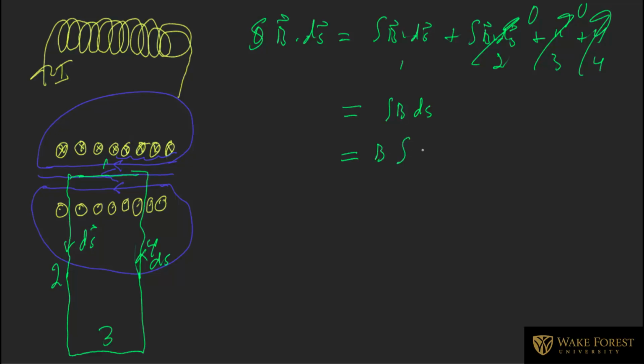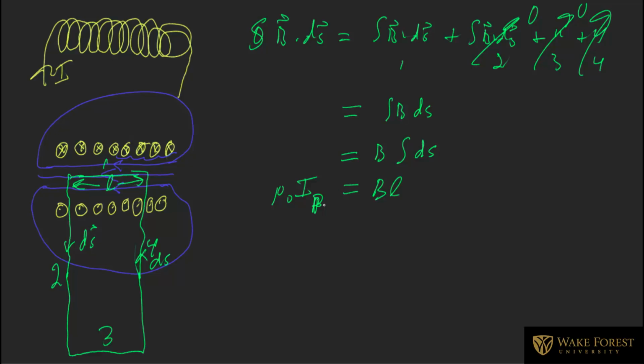Now, admittedly, we're making some approximations here. B times the integral of ds. What is that? The integral of ds is just the length of leg 1. So we will have BL. So my integral of B dot ds is BL. Well, remember, what does Ampere's law tell us? Ampere's law tells us that the integral of B dot ds is equal to mu naught times the current piercing the surface bounded by the path.